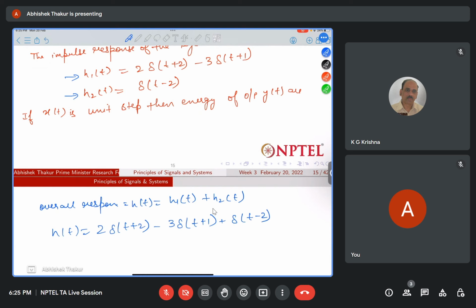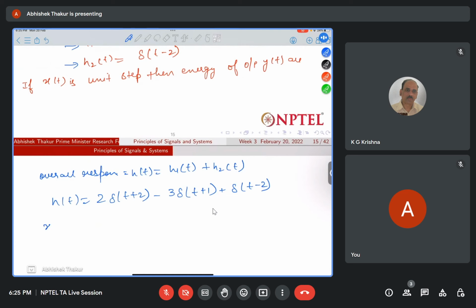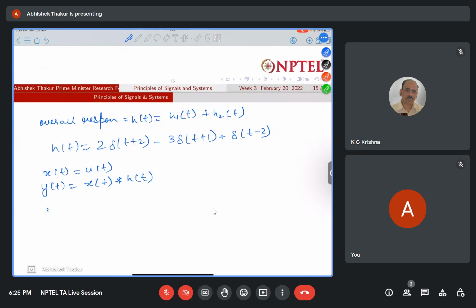Now the input x(t) is given as a unit step. Output y(t) is equal to x(t) convolved with h(t). Our x(t) is here u(t), so u(t) convolved with h(t), where h(t) is 2 delta(t+2) minus 3 delta(t+1) plus delta(t-2).